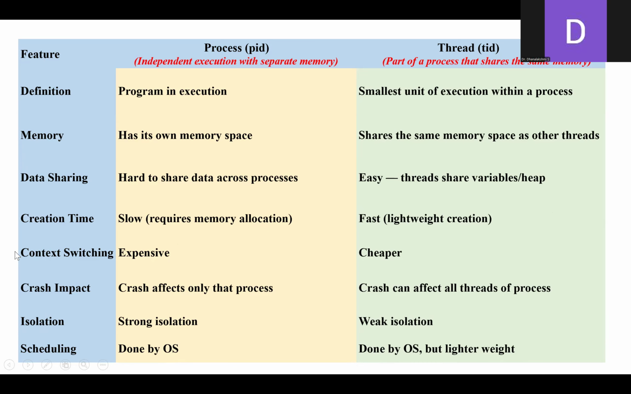And context switching is expensive for processes, whereas for threads it's cheaper. On a crash, the crash affects only that particular process, whereas a thread crash can affect all threads of that particular process. Isolation: between processes it's strong isolation, whereas we have weak isolation between the threads. The scheduling of a process is done by the OS. The thread is also scheduled by the OS, but it is lighter weight.